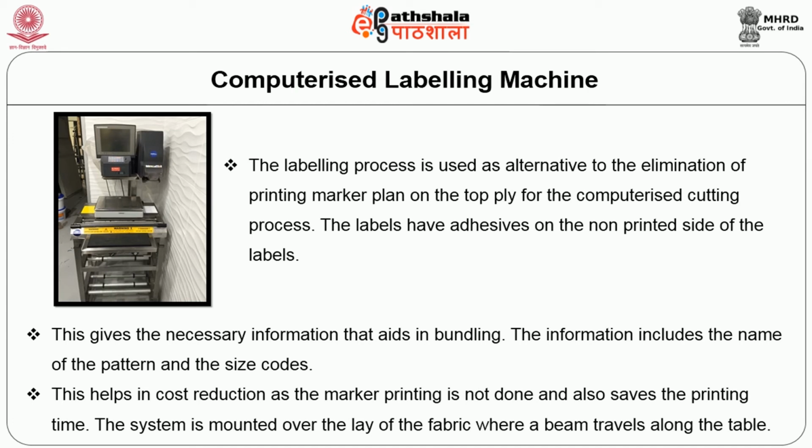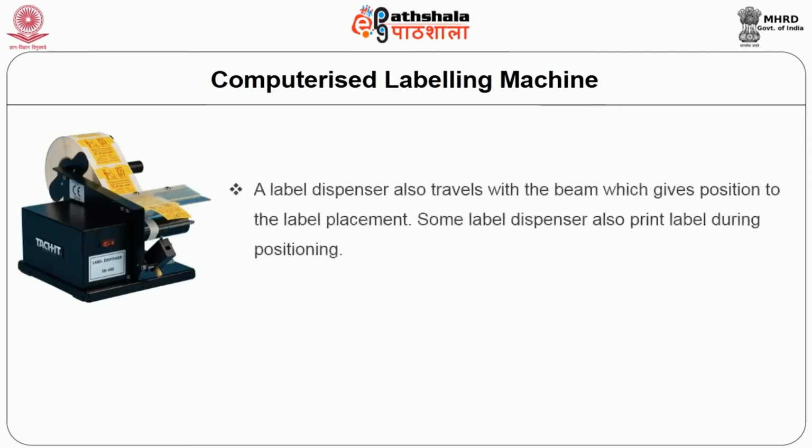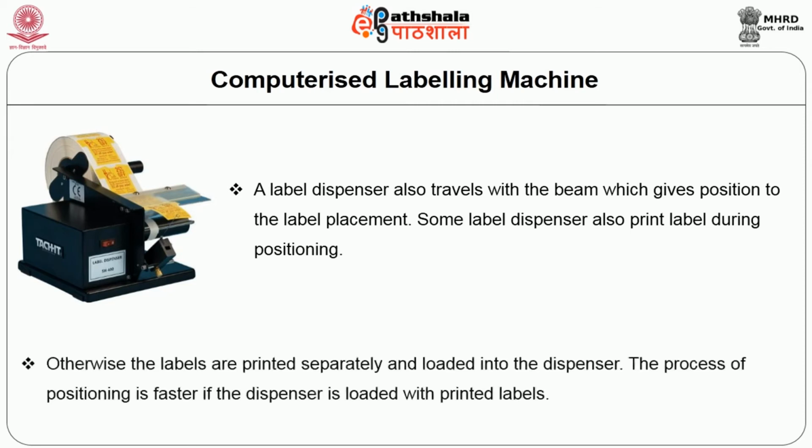This system is mounted over the lay of fabric, where the beam travels along the table. A label dispenser also travels with the beam, which gives position to the label placement. Some label dispensers also print labels during positioning. Otherwise, the labels are printed separately and loaded into the dispenser. The process of positioning is faster if the dispenser is loaded with printed labels.